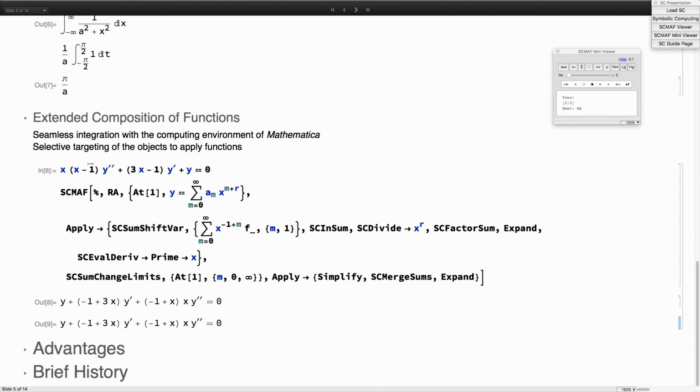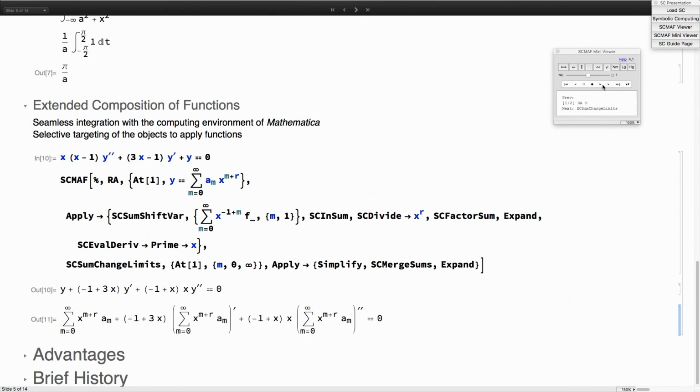Okay, we have a second order differential equation here, and this is the series form of the solution. Then put it in here and expand these derivatives. Again, this is a function composition, executed in the reverse order. So eval deriv with the prime means x derivative, and expand, factor, sum, and divide the result with x to r, and then put everything inside the sum, and then shift the variable in the sum.